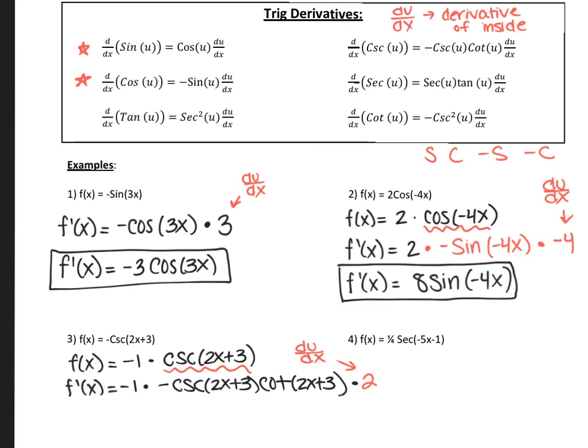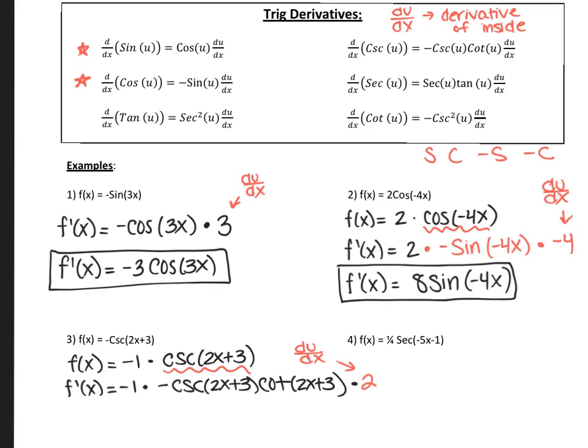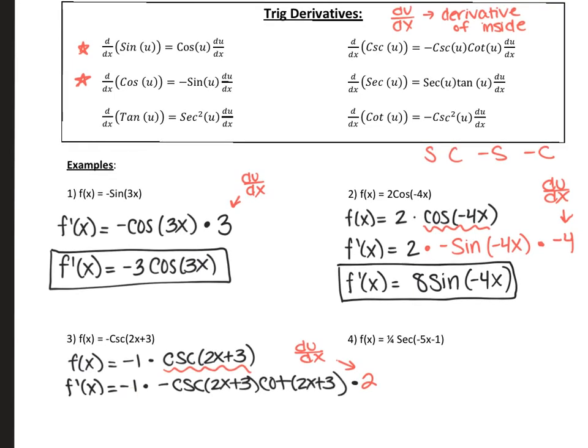If I want to simplify this just a little bit, a negative times a negative is a positive, and then there's a 2 hanging out in front. So we can rearrange it, and we'll say 2 cosecant of 2x plus 3 cotangent of 2x plus 3.